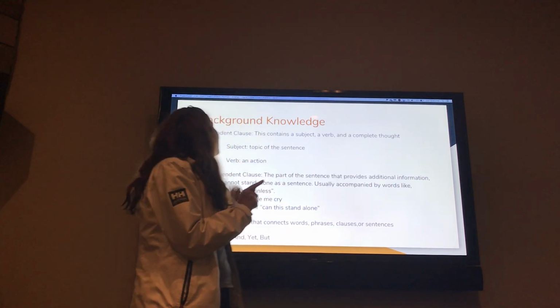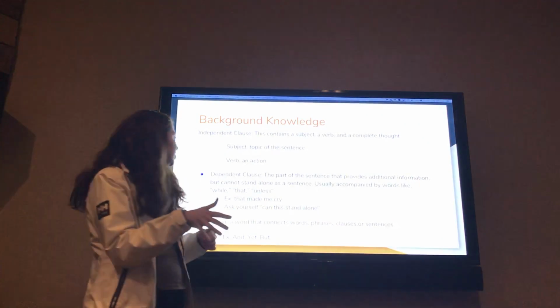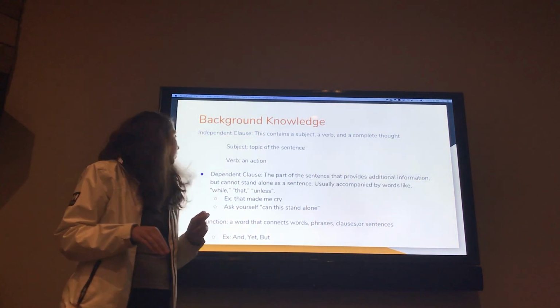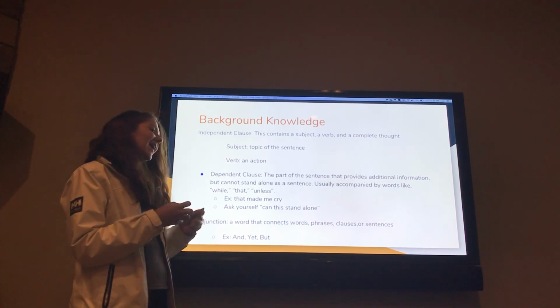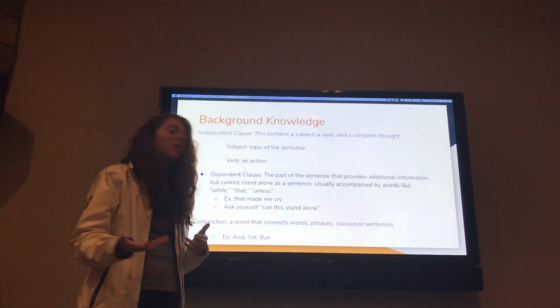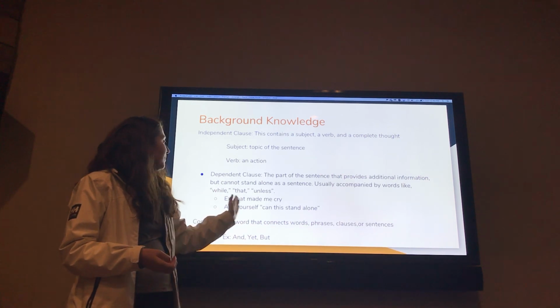Next, moving on to dependent clause. This is the part of the sentence that provides additional information, but cannot stand alone as a sentence. It's usually accompanied by words like while, that, unless. And it just adds extra information to your writing to make it more interesting and descriptive. An example of a dependent clause is, that made me cry.